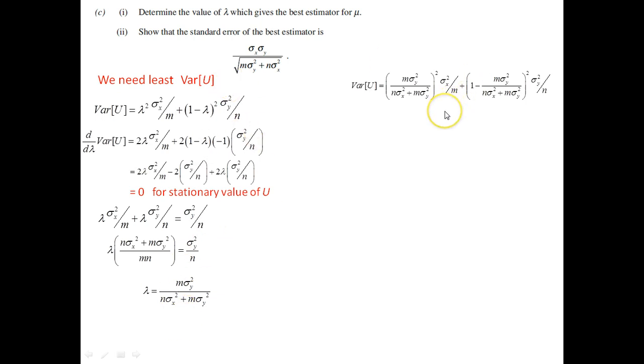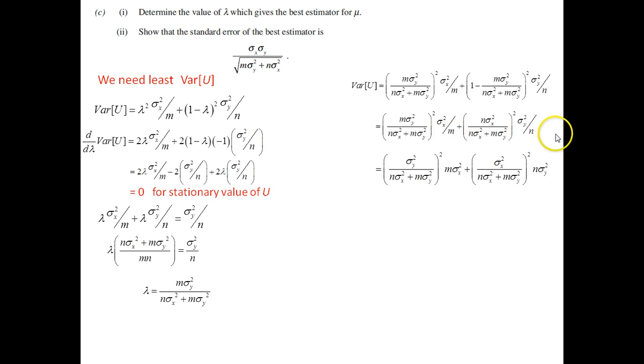That's the value of lambda for the least value of the variance. Putting that back into the formula for variance, we have lambda there and 1 minus lambda there. So we get 1 minus lambda, we can combine that. So that gives us n lambda squared plus m lambda squared for x and y respectively. And one of those will cancel, leaving us with n lambda x squared over the LCM.